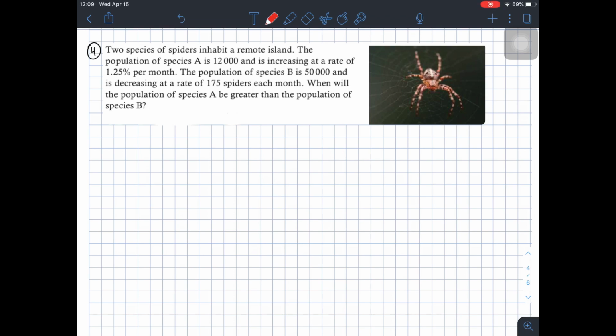Okay, so if you notice, there are two different types of sequences here. The first type is a geometric sequence because it's increasing at a common ratio of 1.25% each month, while the second sequence is an arithmetic sequence because it's decreasing by a constant number each month. It's always 175 spiders less each month, so that's a common difference between the terms.